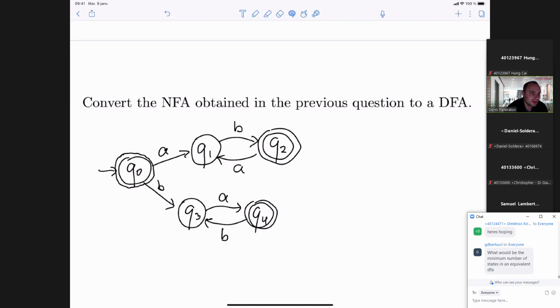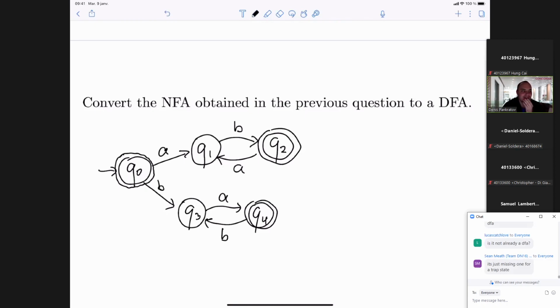What would be the minimum number of states in an equivalent DFA? Well, that requires some thinking to answer. It's not as simple as immediately answering it. It might be that you might need 5 or 4. You need to see if you can do 4 states and so on.